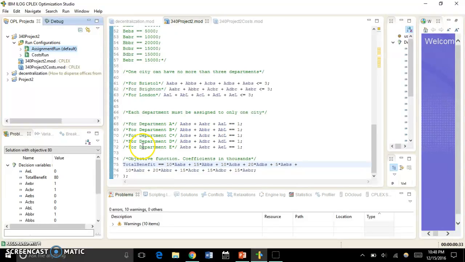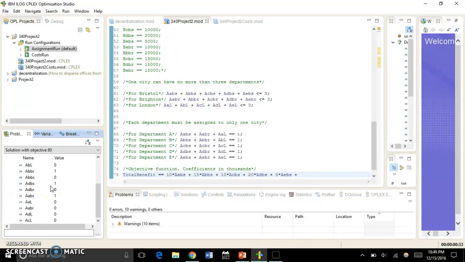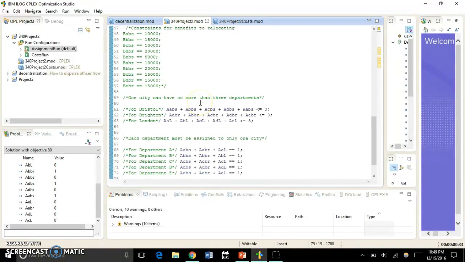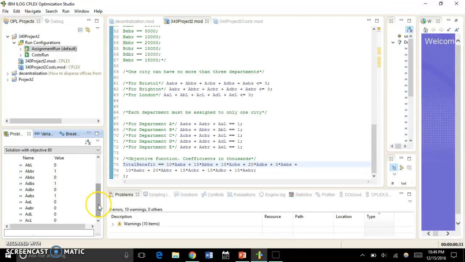Okay, so in order to keep all this clean and not have just a bunch of variables over here where it's hard to sort through and find the information you want, I just left these in a comment and hard-coded them down here, so this would be very easy to see over here what the assignments are. So here our total benefit is, this is in thousands, so $80,000 is our total benefit, and everywhere we have a 1 is where a department is assigned.